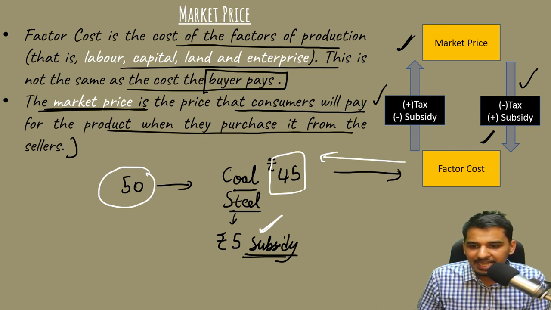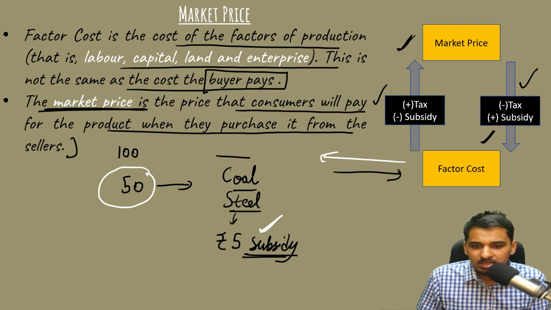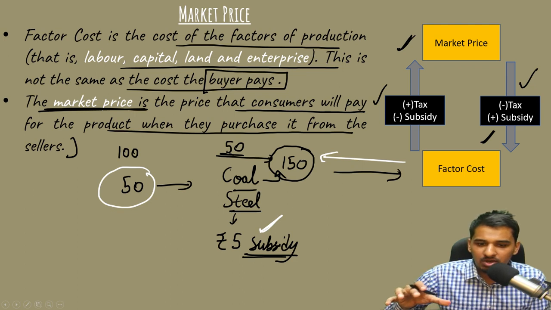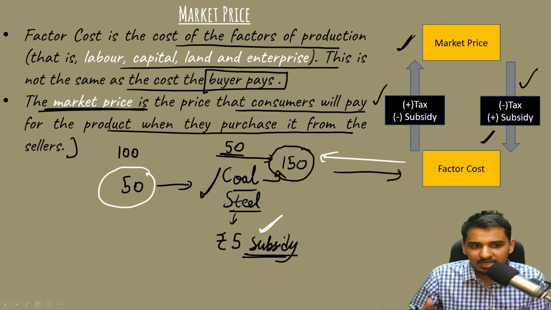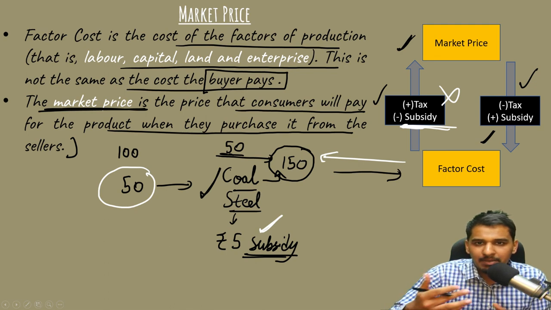Or some taxes. Suppose there's a green tax on coal. Suppose this coal is of 100, but due to this green tax of 50 rupees, the coal is of 150. So the factor cost for the coal will be 150 and not 100. Please remember this. The factor cost is the cost at which you are getting the factors of production. So it will include the taxes on this side, at which you are getting the materials, but not these taxes. These taxes are included when you take it to the market.